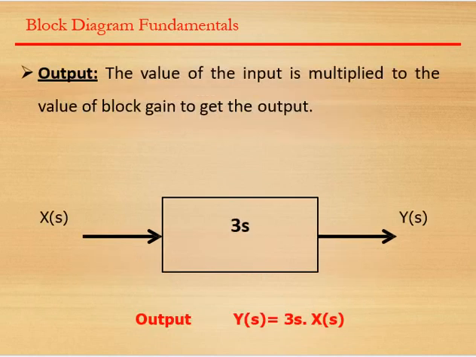Again, suppose practically we have applied X(s) as the input, and G(s) is the transfer function of this system, and Y(s) is the output. So generally Y(s) is given by this input multiplied by the system function or transfer function. So Y(s) is equal to G(s) into X(s). So the output is nothing but the value of the input multiplied by the value of the block gain to get the desired output. That we have studied already. So in short, Y(s) is equal to G(s) into X(s).